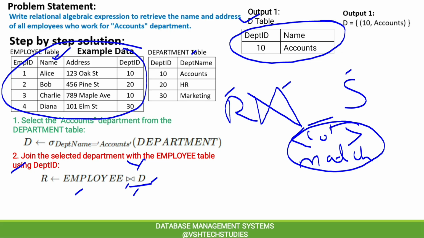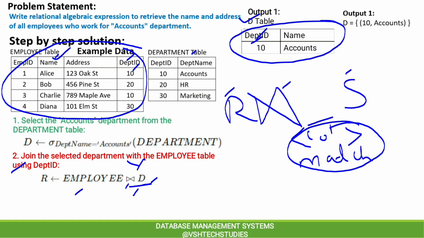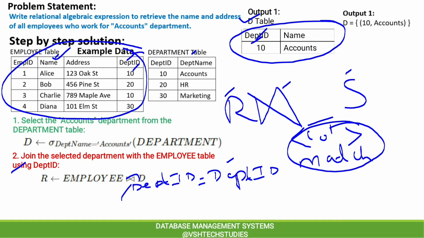If it is not mentioned, then which columns are common for both? So department ID and department ID is the column for both. So where department ID equal to department ID. So this condition will be here, that is department ID equal to department ID. So which column is common for both? Based on that column match, join operation will be done. Such join is called as natural join. Okay.